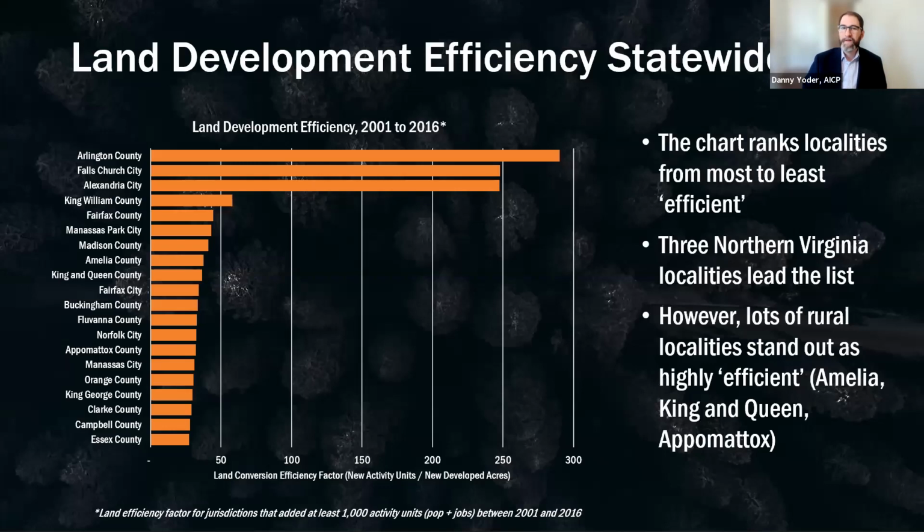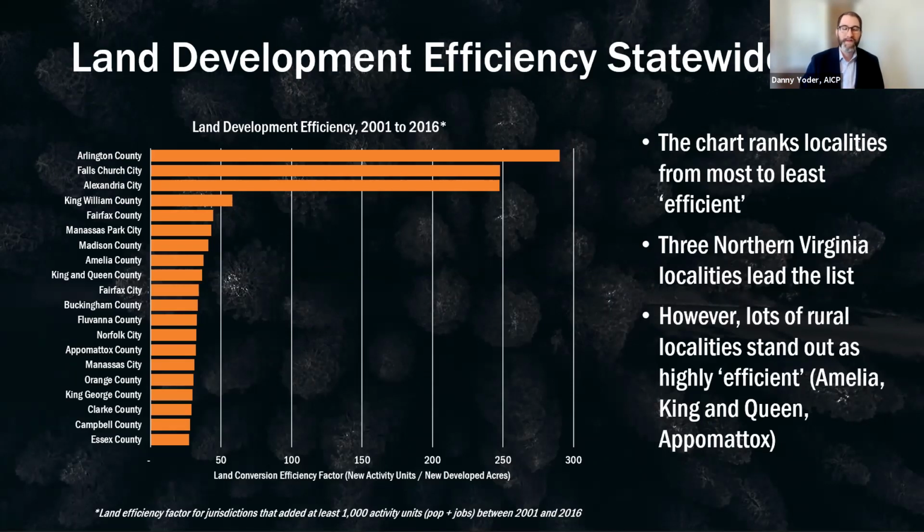So here we've taken this land development efficiency ratio, and we've simply shown you the top 20. If you're at the top of this list, this means that the ratio is higher, which means you're adding more people and jobs per acre of land that you're converting to development. It's really interesting. There are 3 Northern Virginia cities and counties that are far above the rest of Virginia as far as this ratio.